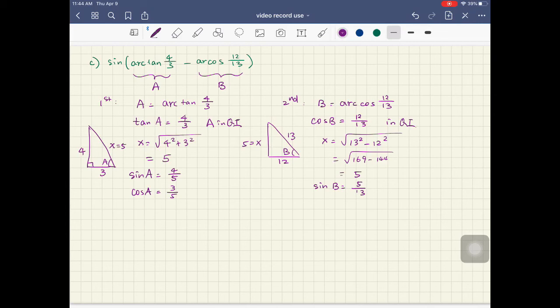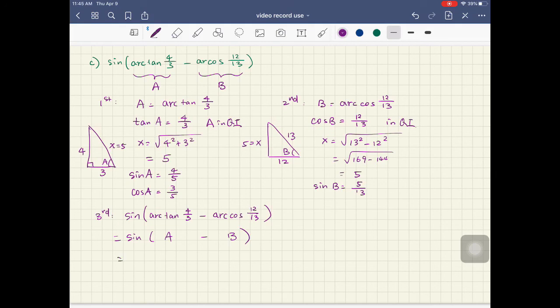Okay. Then the third step I'm going to do is finding sine of A minus B. I'm just adding one more step. So I want to find sine of arc tangent of 4 over 3 minus arc cosine of 12 over 13. If A and B were equal to, for example, 39 degrees or 27 degrees, I could actually find them, but we can't. So I'm just using the A and B's to label them.